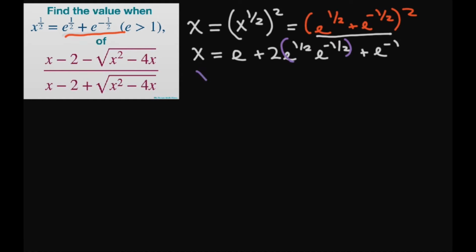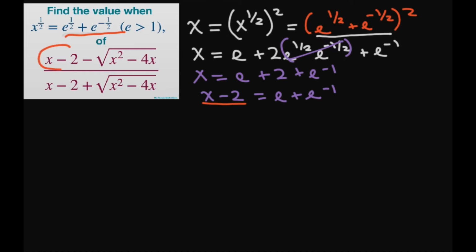So basically we have x equals e plus 2, and that just equals 1, plus e to the power of negative 1. Subtract the 2 and we get x minus 2 equals e plus e to the power of negative 1. And if you can see what we're doing at this point, we already know now what x minus 2 is.